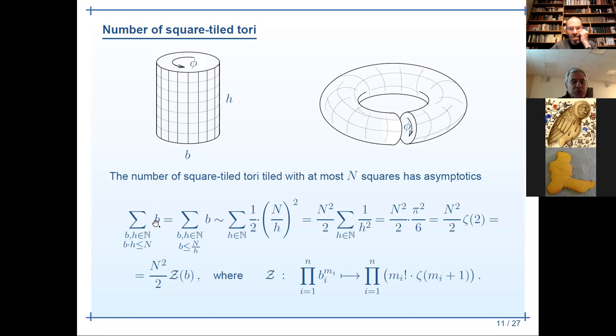So B is the perimeter of the horizontal circle, H is the height, and I have to compute the sum. Or rather, I have to compute the leading term in asymptotics with respect to N when N tends to infinity for such a sum. Well, this computation is almost trivial. I just rewrite the condition that the area of the torus, which is BH, is at most N, as B is at most N over H. Nothing happened. I just slightly modify this inequality by dividing by H.